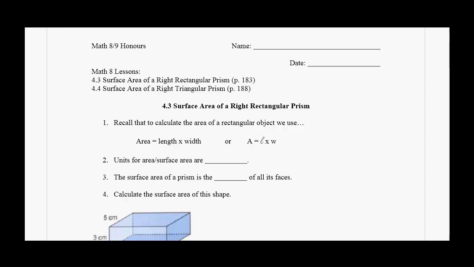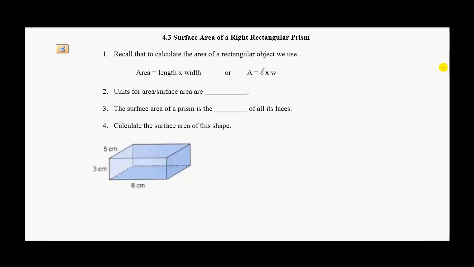In section 4.3 we will begin with a right rectangular prism. When we think of a rectangle, we should recall from previous grades that the formula is area equals length times width, or A equals L times W. Now the units for area or surface area of an object, we would use units squared. That would be in an instance where there are no units being provided.